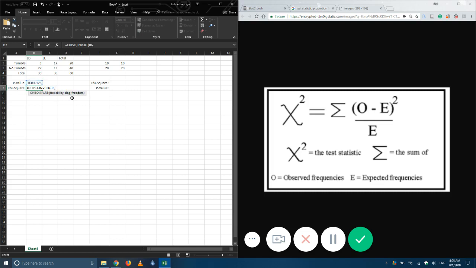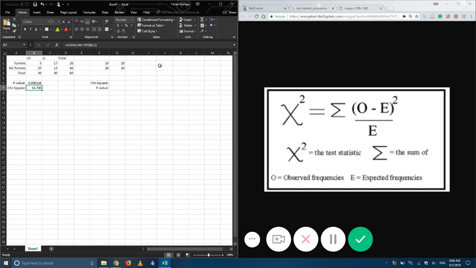To find the degrees of freedom, you take the number of columns, subtract 1, and then multiply that by the number of rows minus 1. So here I got 2 columns, I got 2 rows, 2 minus 1 times 2 minus 1, 1 times 1, which is 1. And I'll hit enter, and that is my chi-square test statistic there. And if you need more decimal places, just go ahead and increase the places, like so.